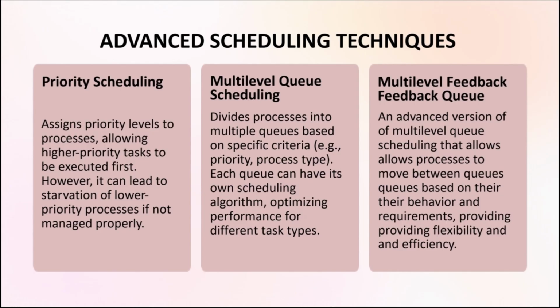Then the next thing we have is the multi-level feedback queue. It's an advanced version of the multi-level queue scheduling that allows processes to move between queues based on their behaviors and requirements, providing flexibility and efficiency. This one is just like the multi-level queue scheduling, but the difference is that this one is more advanced than the previous one. This one allows processes to move between queues based on their behaviors.